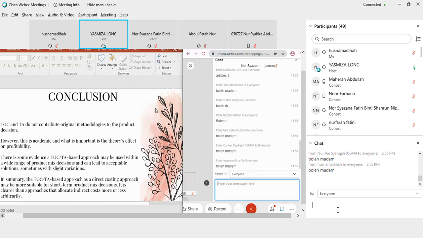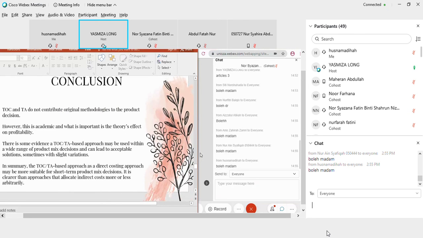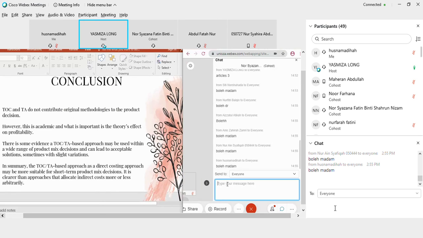Okay, so untuk the next class, kita continue dengan strategic management accounting yang mana selepas pada target costing tu, alright? Okay, so see you next class.